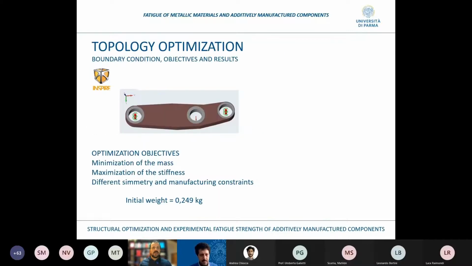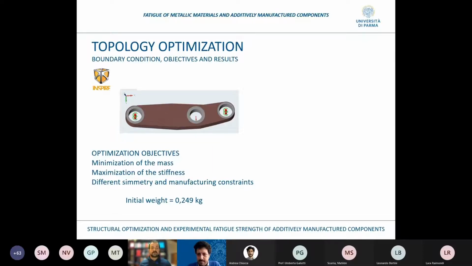And then we performed the topology optimization of the part using a specific software, Inspire, that allows us to introduce the optimization objectives, which for us were the minimization of the mass and the maximization of the stiffness.